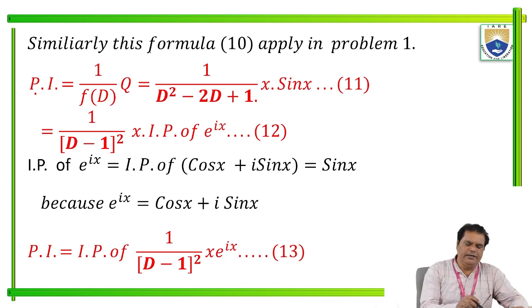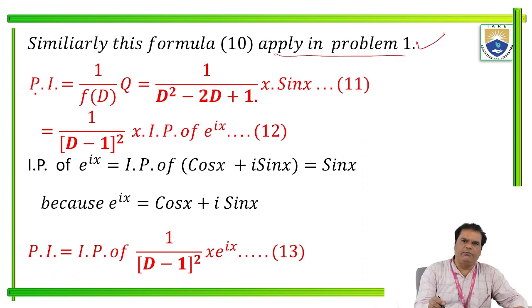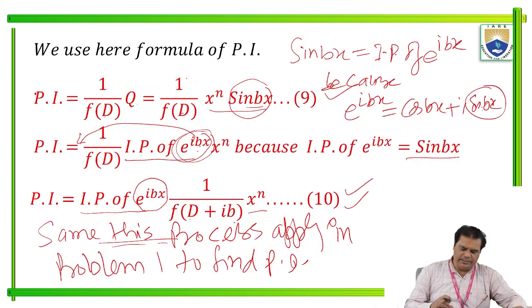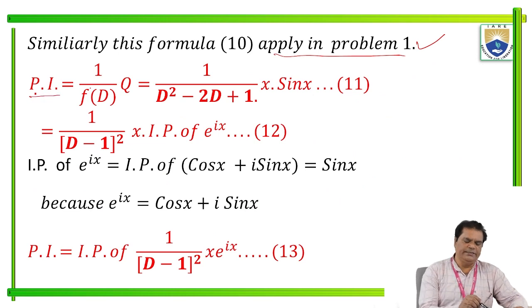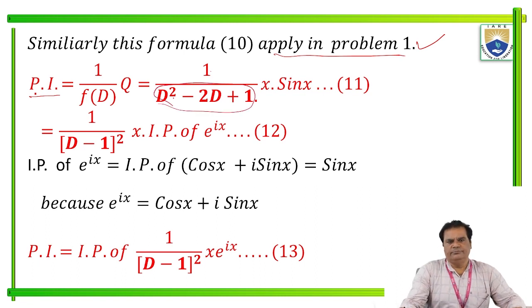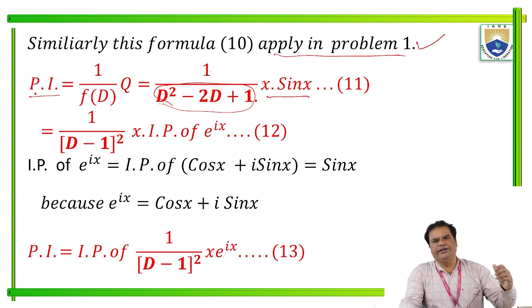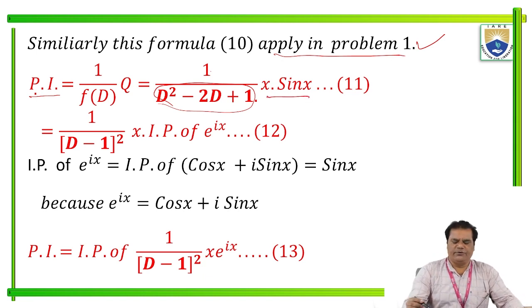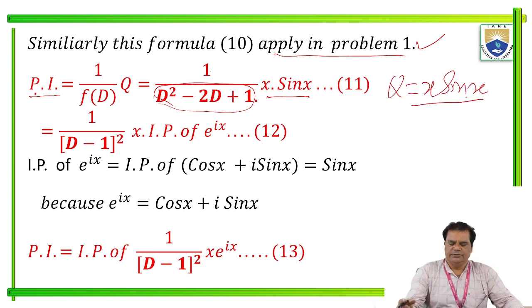So now similarly this formula 10, this last formula, equation 10, we apply in problem 1. So PI is equal to 1 upon f(D) Q, where this is f(D), the function in D form, and Q is x sin x. X sin x is given in our question. This is the value of Q.